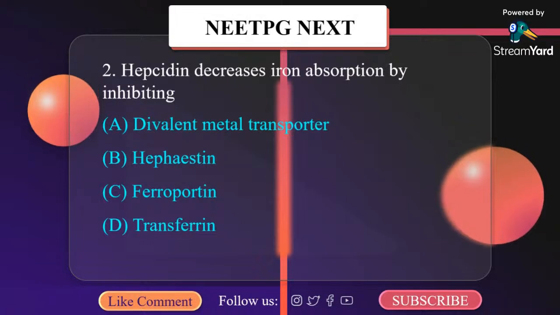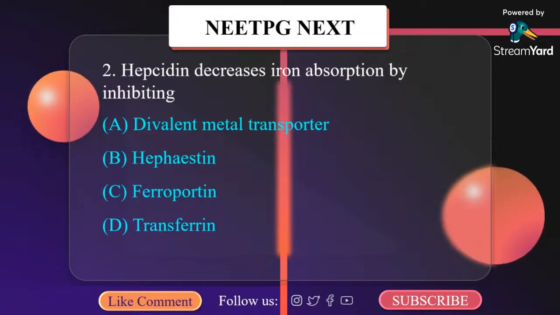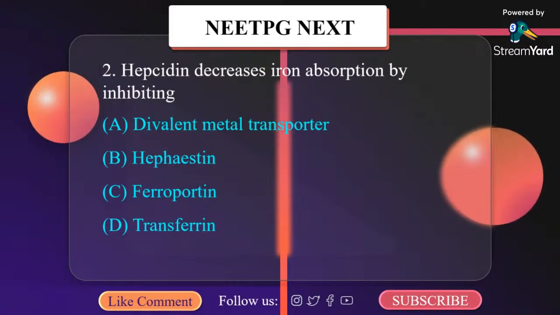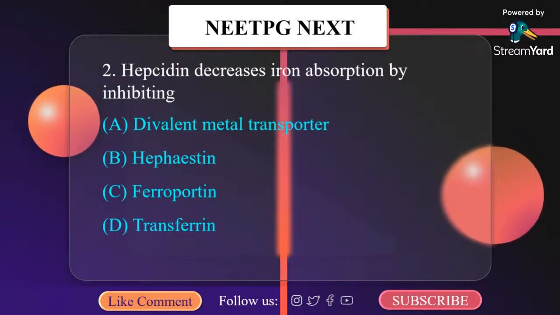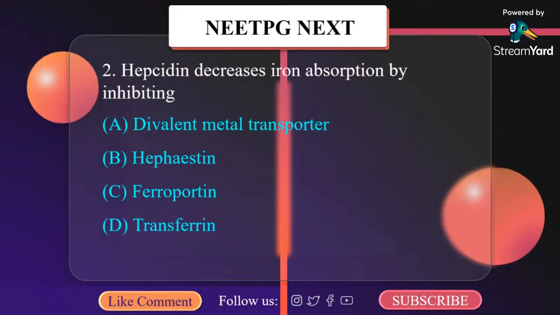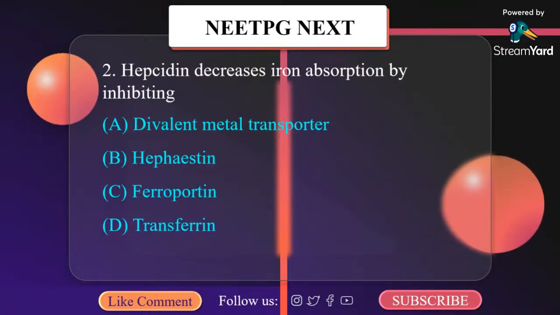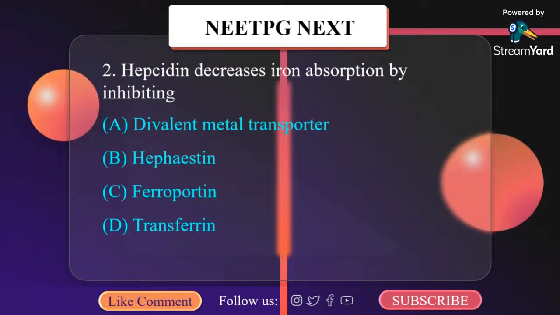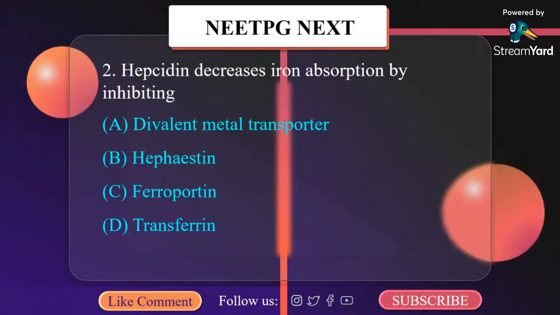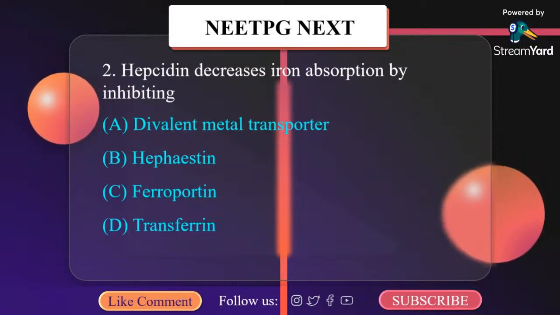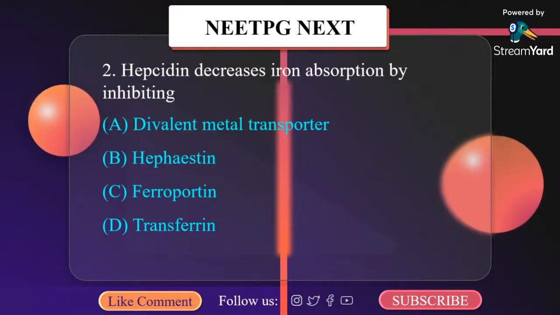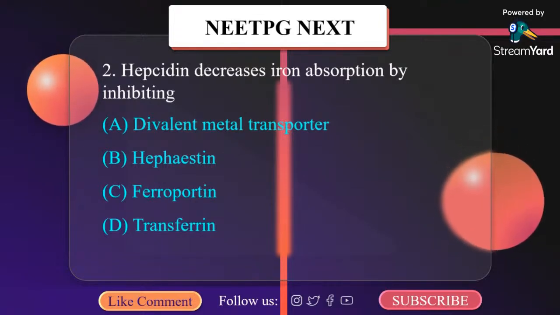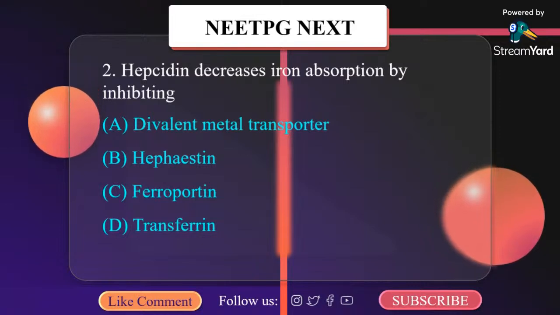Hepcidin decreases iron absorption by inhibiting A. Divalent metal transporter, B. Hephaestin, C. Ferroportin, D. Transferrin. So the correct answer here is ferroportin. This hepcidin regulates iron metabolism. It mainly regulates iron entry in circulation. By inhibiting ferroportin, hepcidin reduces dietary iron absorption. The iron release from macrophage is also reduced by ferroportin inhibition. So increased hepcidin activity is responsible for reduced iron availability.